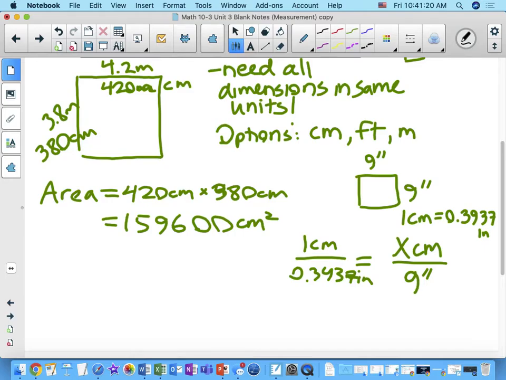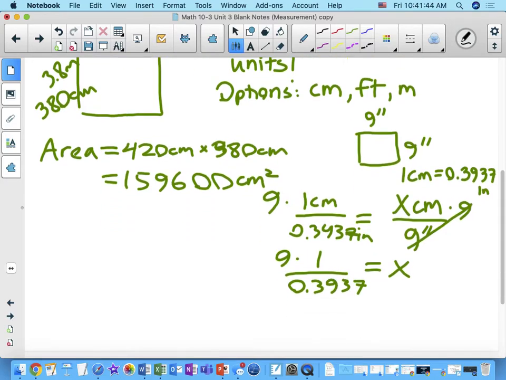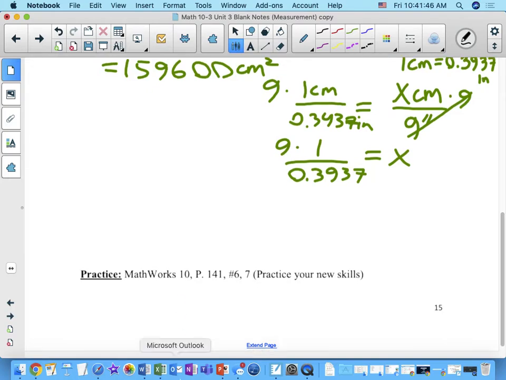Okay, so to isolate x, what do we need to do? What are we doing to x right now? Yep, multiply by 9. Right. And then these cancel, and we're going to end up with x equals 9 times 1 divided by 0.3937. And that is, I don't know. You guys help me out with that.